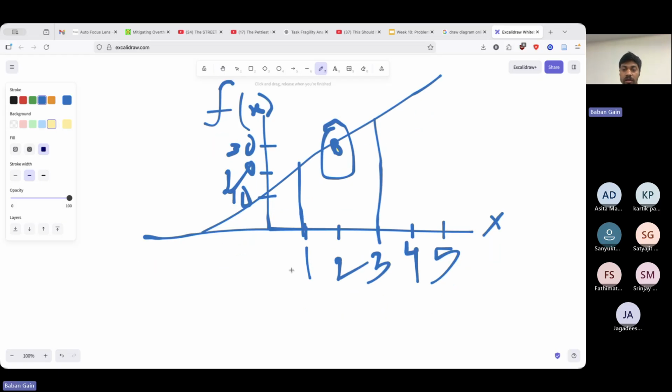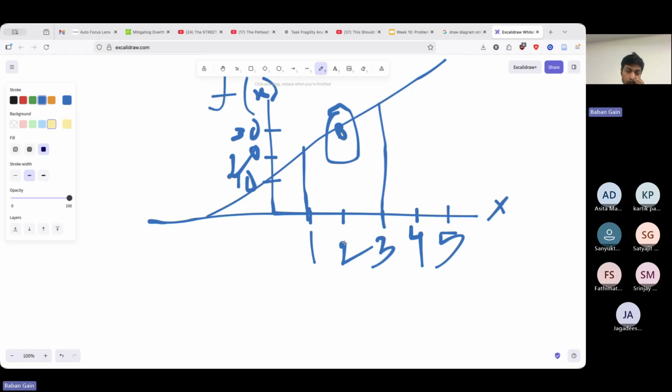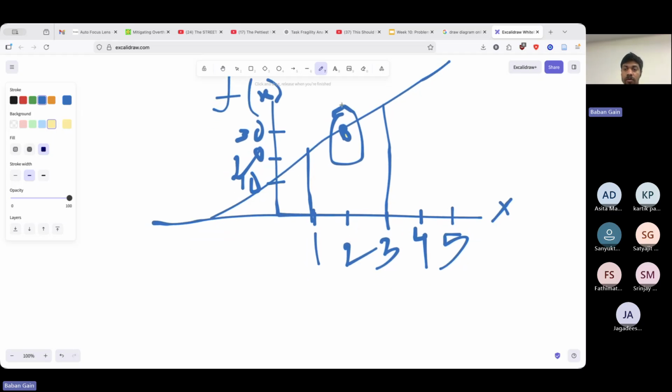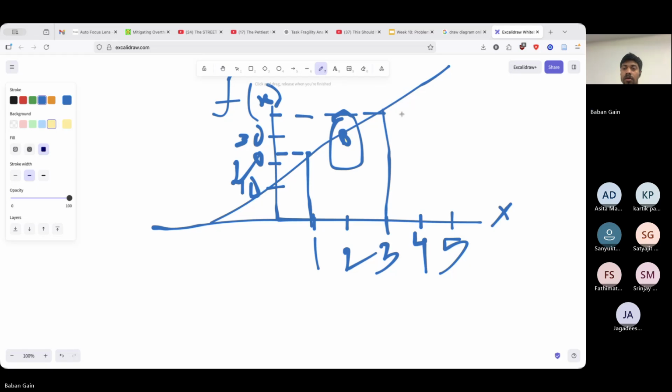So this is the x-axis and this is the y-axis. First thing is that you have to find the slope. Slope is the ratio between this and this. So how to find that? You have to calculate the value of y, the value of f(x) at this point, and the value of y at 1. So for finding slope, let's assume this is 3,40, and this is 1,25.